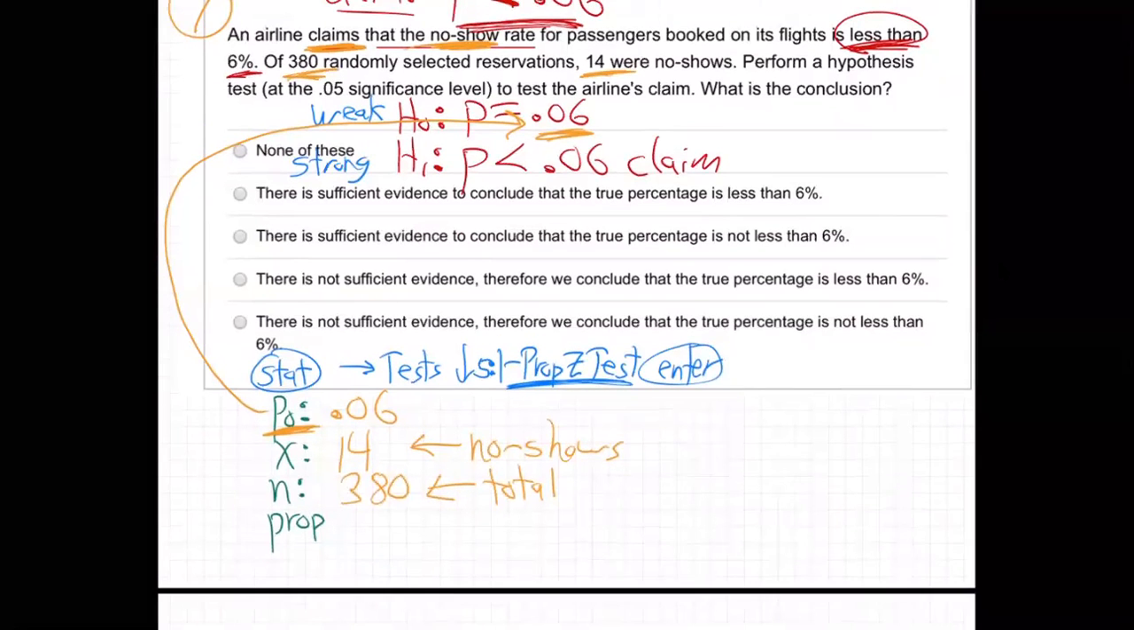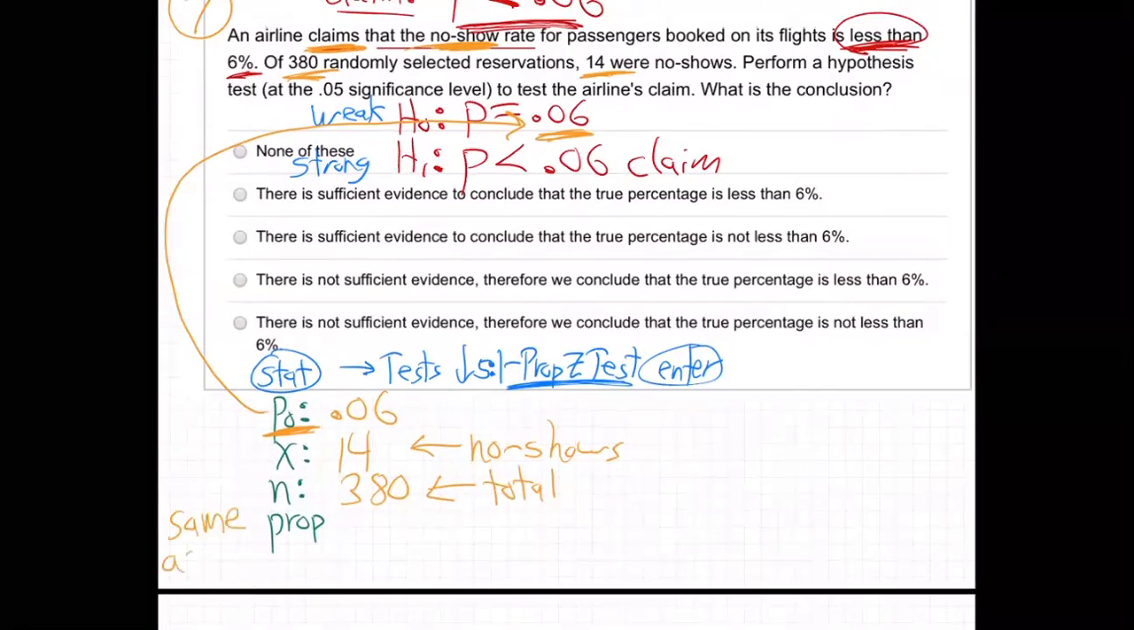And then the proportion, you just always do the same as H1. So what's H1? Less than. So you just choose the less than option. So put that into your calculator. I'm putting it in my calculator right now. And hit calculate.